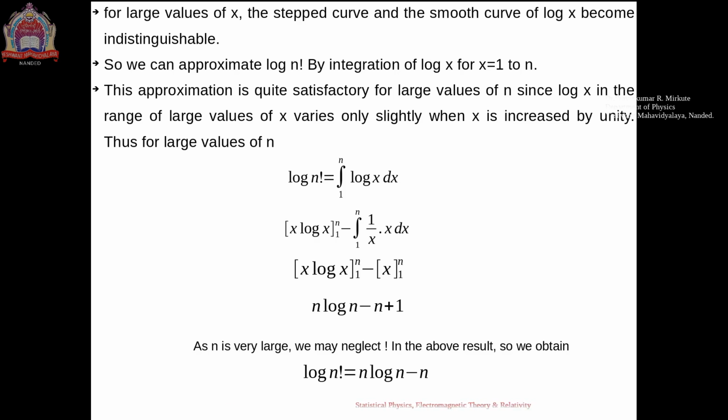Wherever there is an n factorial, or log of n factorial, we can substitute n log n minus n. So this is Stirling's approximation for calculation of a very large number of molecules. This equation is referred to as Stirling's approximation.